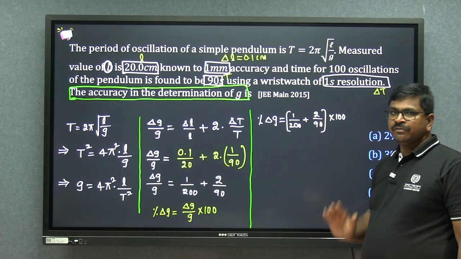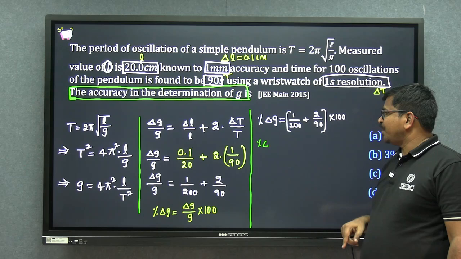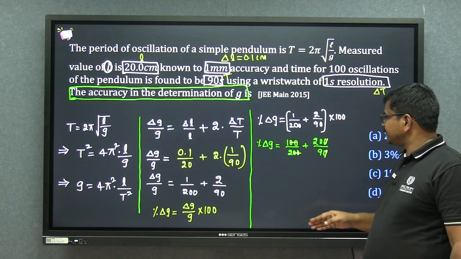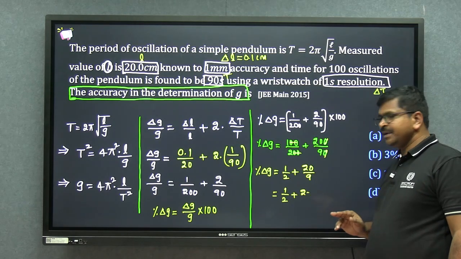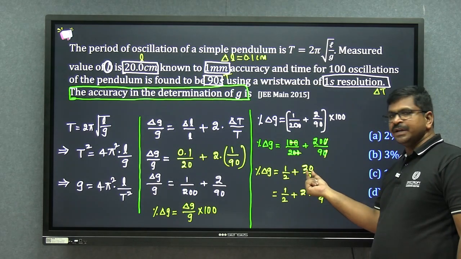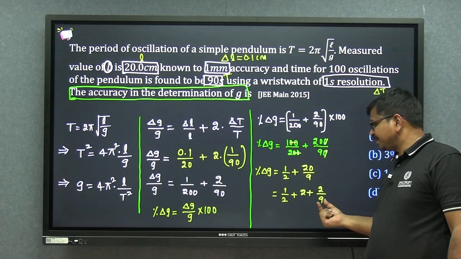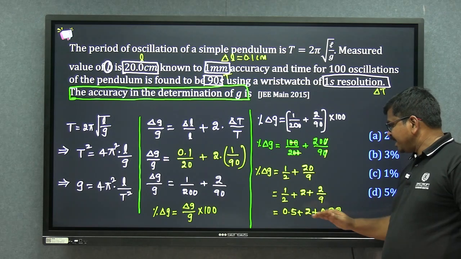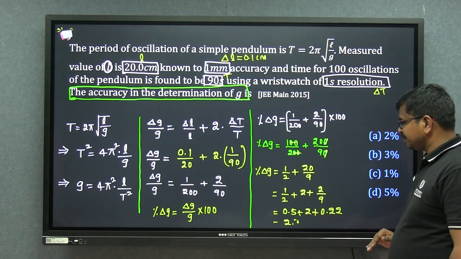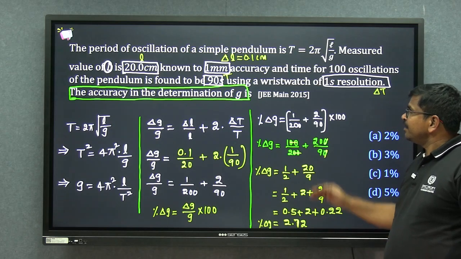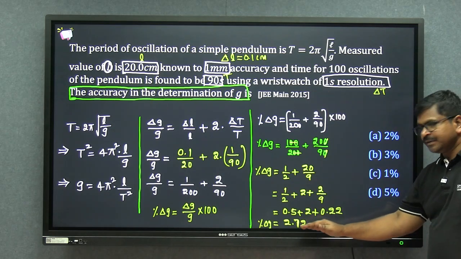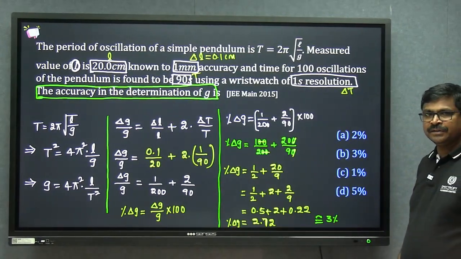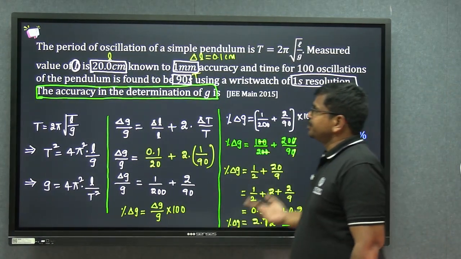If you take 100 inside, what are you going to get here? 100 by 200, 0.5, plus 200 by 90. So you are going to get 1 by 2 plus 20 by 9. With proper simplification, I can write this as 0.5 plus 2 plus 2 by 9, which is 0.22. I can get 2.72 approximately. So this is my percentage error in g. And even after rounding off, I will get 3% approximately. Yes. So next question.